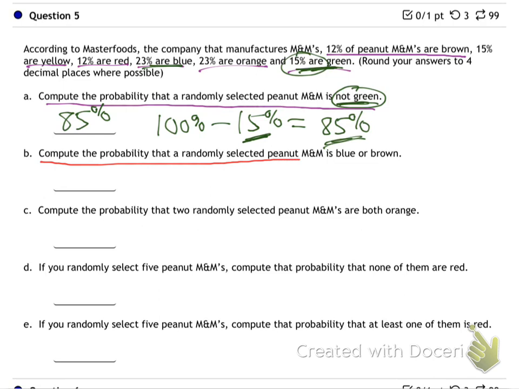Compute the probability that a randomly selected peanut M&M is blue or brown. Blue or brown. What do we do with or? Add. So I just take the blue. What's my blue number? Oh, there it is, 23%. Add the brown number, 12%. And whatever you get there, 35%.